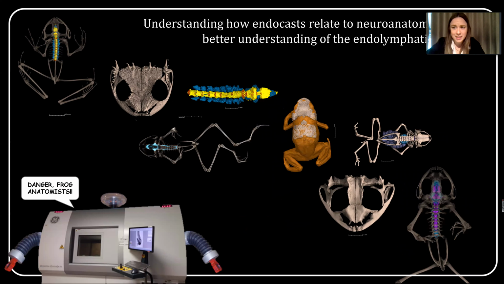Clearly, we need to better understand how the endolymphatic system affects brain and endocast shape and size in order to better understand frog neuroanatomy. So I'll keep working on that through 2022.